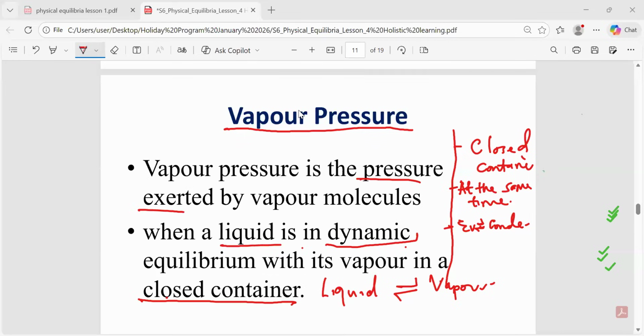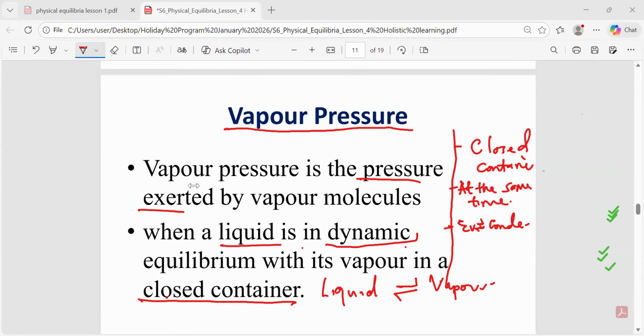Maga? Yes, Maga? Teacher, I'm requesting for your pardon on that part of closed container. At the same time, I've not understood it very well.